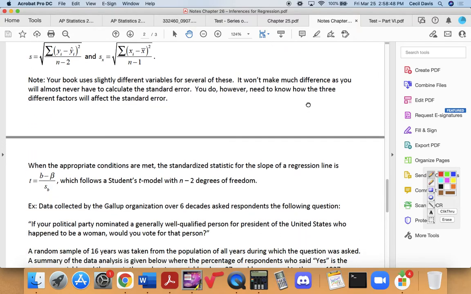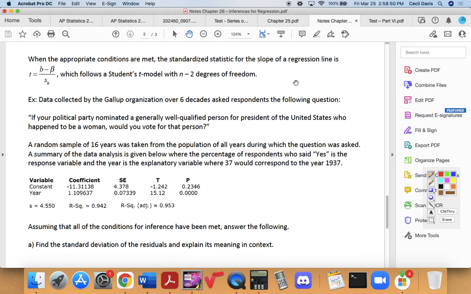So let's go just a little bit further and we'll do the example on Monday. When the appropriate conditions are met, the standard statistic for the slope of a regression line is t equals b minus beta, which follows a student's t model with n minus 2 degrees of freedom. Why 2? That's a great question, and I actually have an answer for it this time. It's because there's two different things that we're doing when we do a regression line. We're finding the intercept and we're finding the slope. So you take off those two.